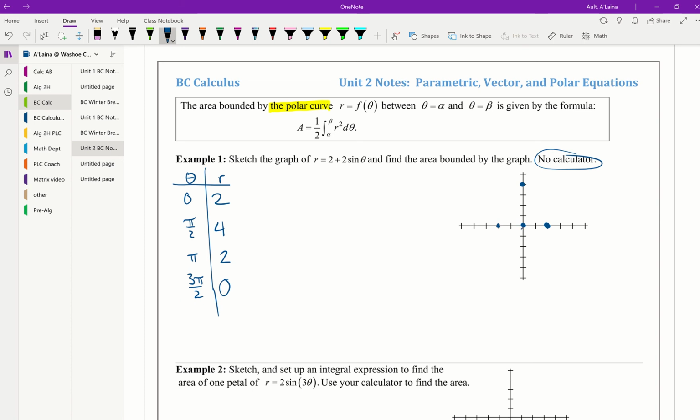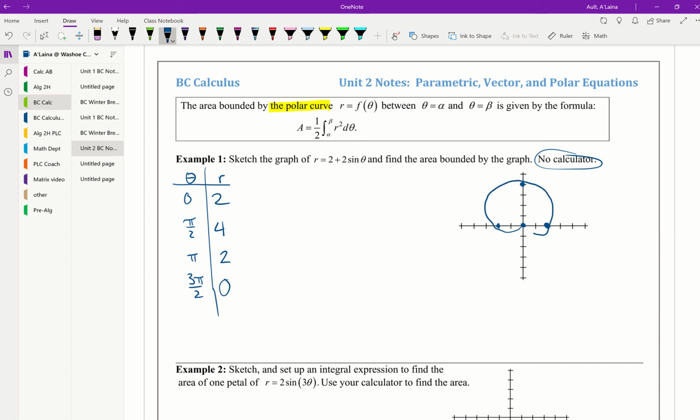This is my cardioid. Here's basically what's happening with this shape. Kind of like a circle with a dip. Where that 0 is, that's where we dipped in. This is going to be symmetrical around the y-axis because it's a sine function.